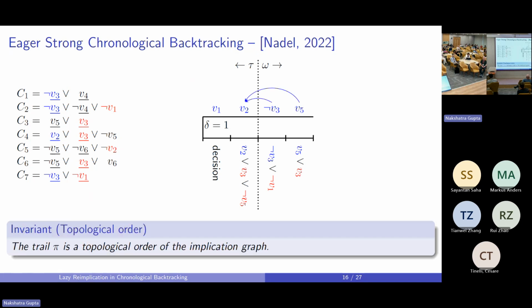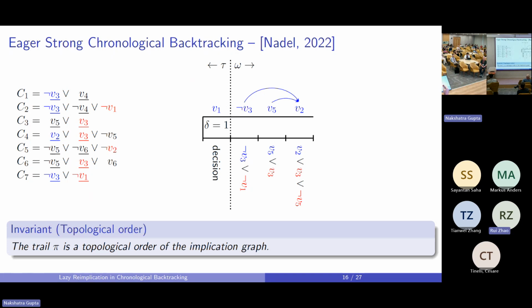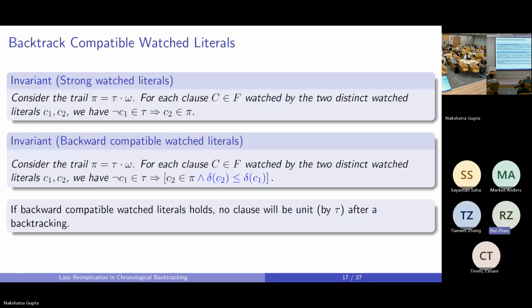Now remember, I mentioned the topological order. And now we have a little bit of a problem because we changed the implication graph. So we need to reorder the trail. And these algorithms are very tricky to get right. And if you're in a context like an SMT solver, you don't want to reorder the trail. This is not so good. So we want to be a bit more conservative and less aggressive in the way you treat the trail.